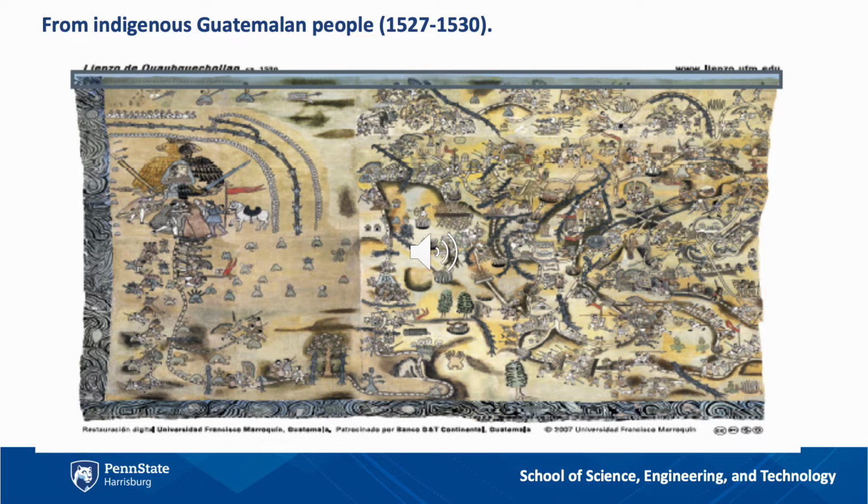Now, I want to go back and see some history about space and time. So this is a digitally restored image from the people of Guatemala, and it shows migration patterns and agriculture and territories and dynamics of time and space, and the fact that this exists in the 1500s is so fascinating.